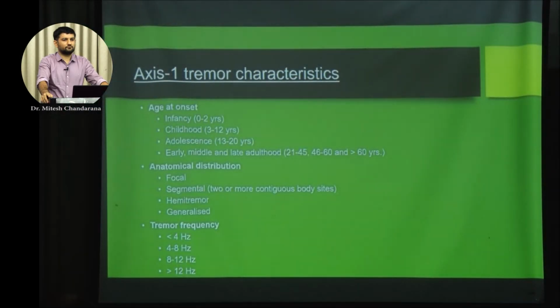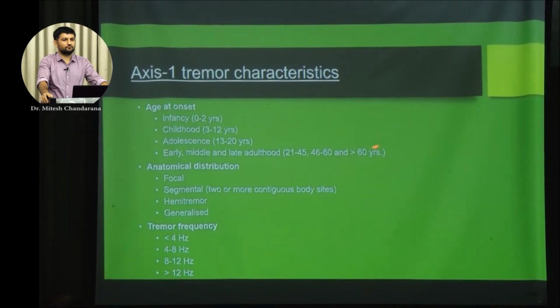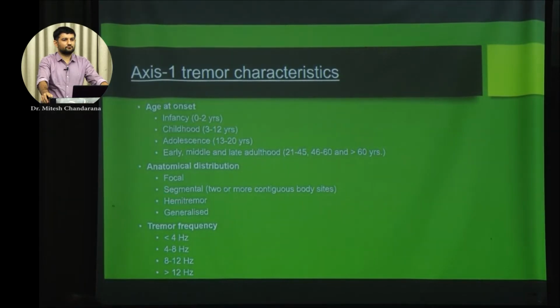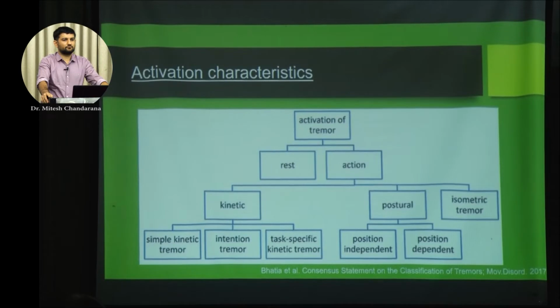So this is the tremor characteristic. Age of onset is divided into various age groups, similar to dystonia. Anatomical distribution can be focal, segmental, hemitremor, or generalized. Tremor frequency is roughly divided into less than 4 Hz, 4 to 8 Hz, 8 to 12 Hz, and more than 12 Hz. If we look at the activation characteristic, tremors are divided mainly into two types: rest tremors and action tremors.